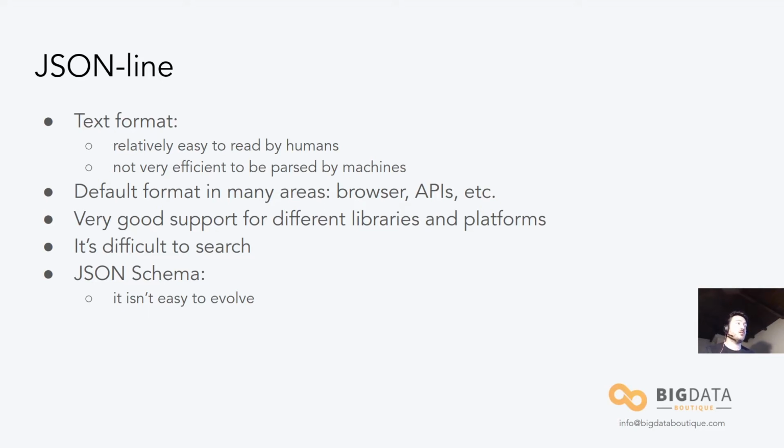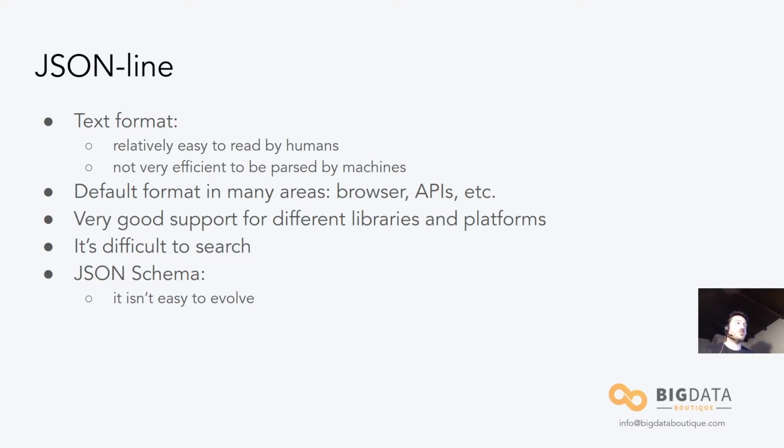The main characteristic of JSON is that it's a text format. That means you can open it with an editor and just read it. It's quite easy to read by humans. It's not designed to be read by humans, unfortunately, but it's perfectly possible. Because it's so good in that aspect, it's not so good at being parsed by machines. It works well, but it's not as efficient as other formats.